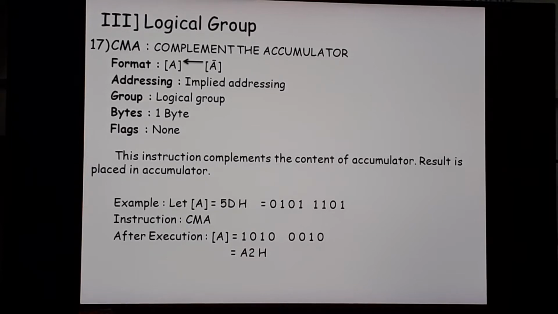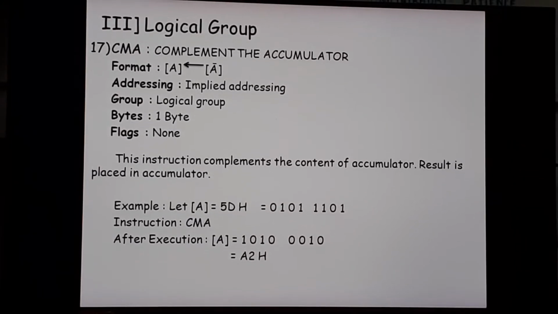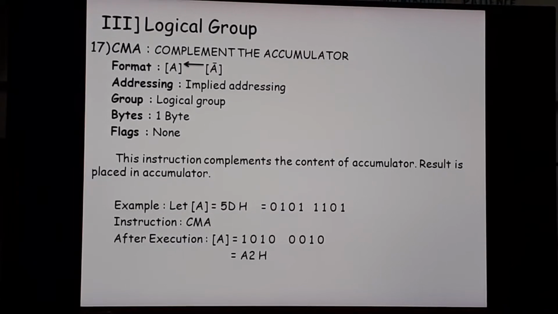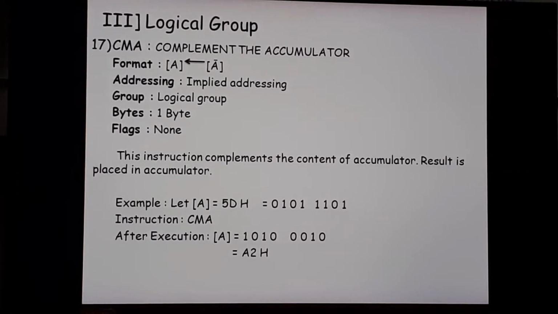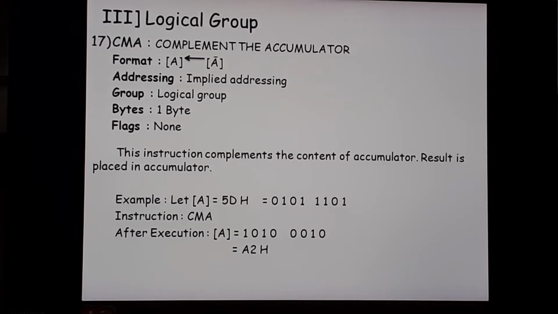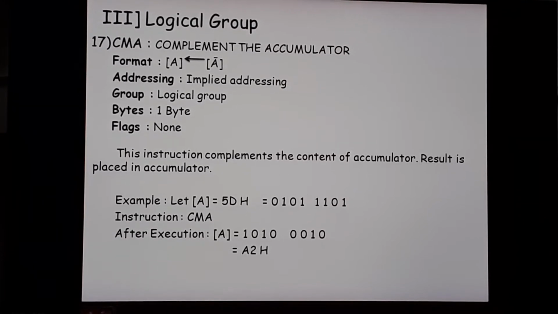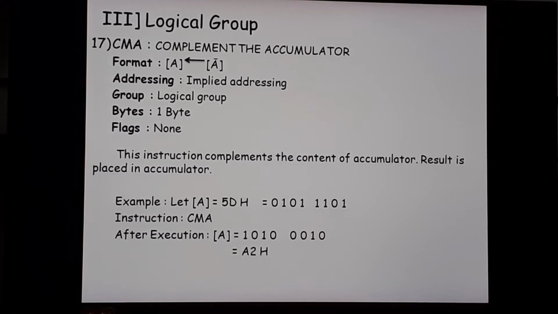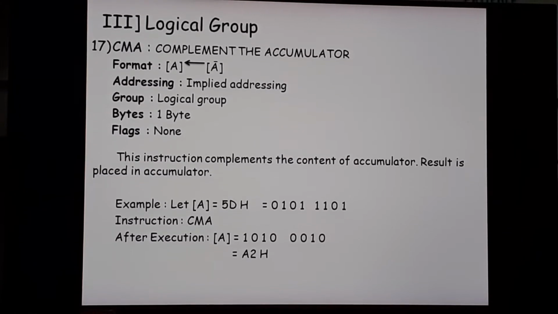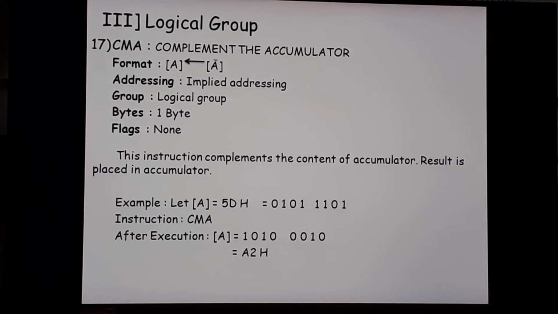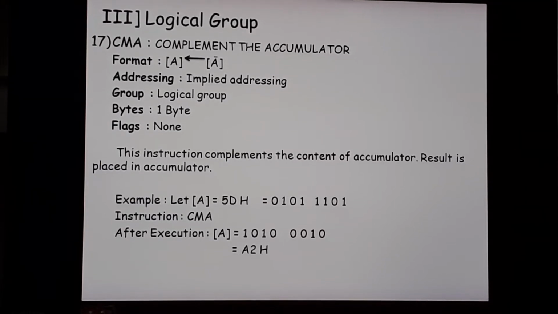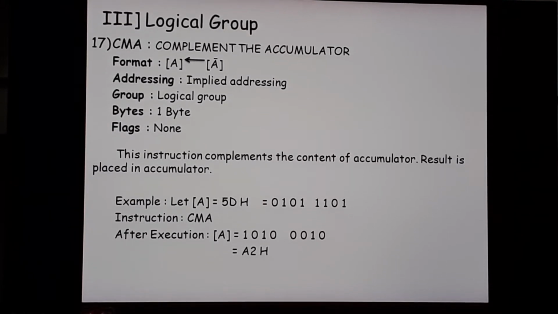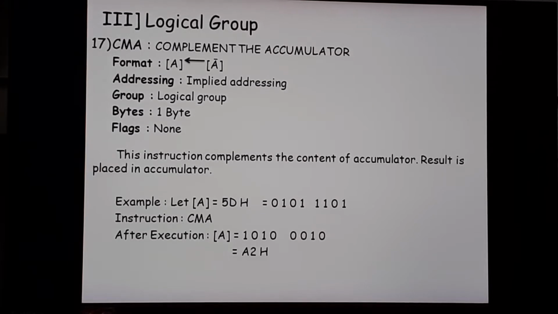Then the comment or explanation that you will write is: this instruction complements the content of the accumulator and the result is placed in the accumulator itself. So what happens is it only complements the content of the accumulator, and after complementing, the result is always placed in the accumulator itself. The example that I have taken here is, let the accumulator content be 5DH, which is a hexadecimal unit.